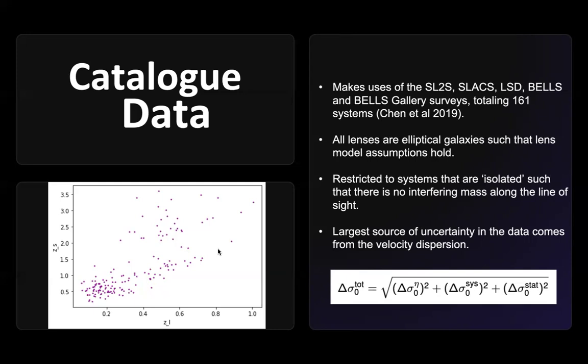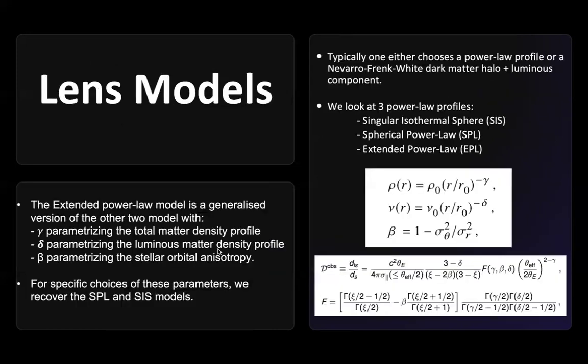And our largest source of error comes from our velocity dispersion. So we account for the chances that there is interfering mass or mistakes in your Einstein radius measurement and things like this. And here we have our distribution of redshifts of the sources. So source on the left, or y-axis, and then lens on the x-axis.